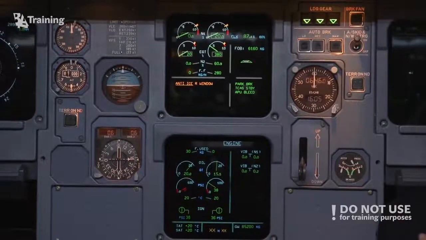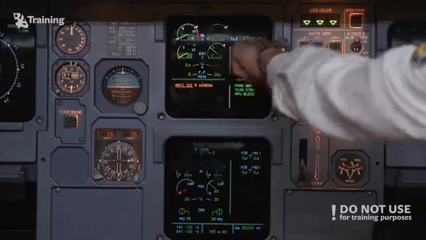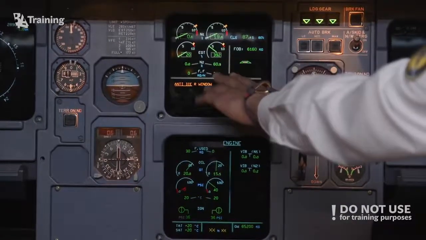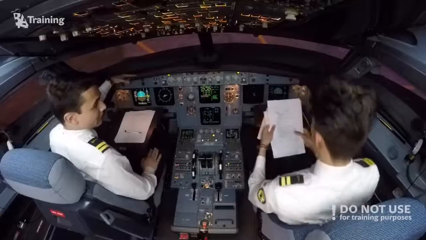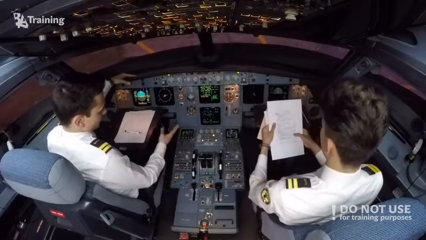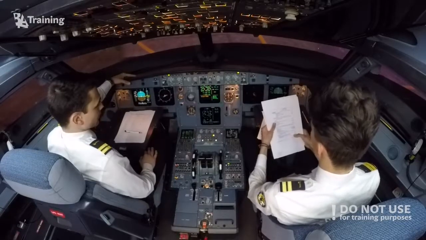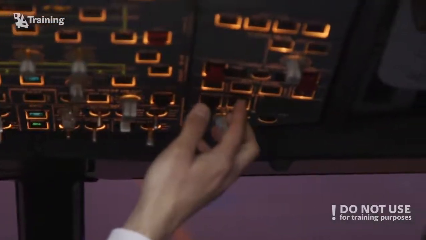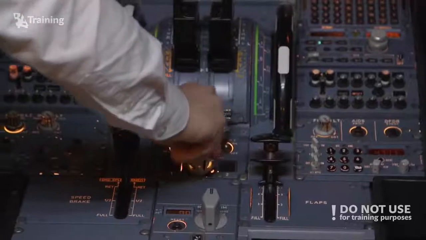So we basically have to apply the 246 rule, which basically states that we have to have 20% N1, about 400 degrees Celsius EGT, and about 60% N2, which is the case right now, so we are all good. Okay, secondary engine parameters, check normal. Engine manual start push button switch off. Engine number 2 manual start push button off. Engine mode selector normal.